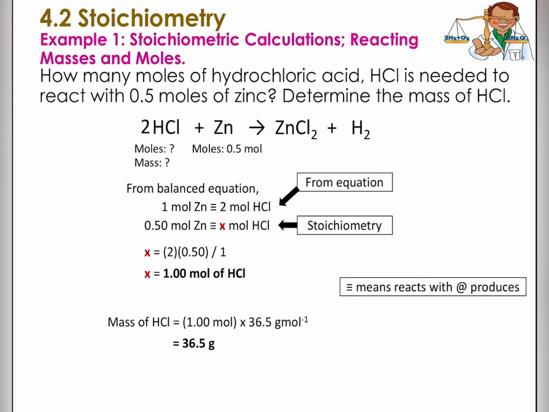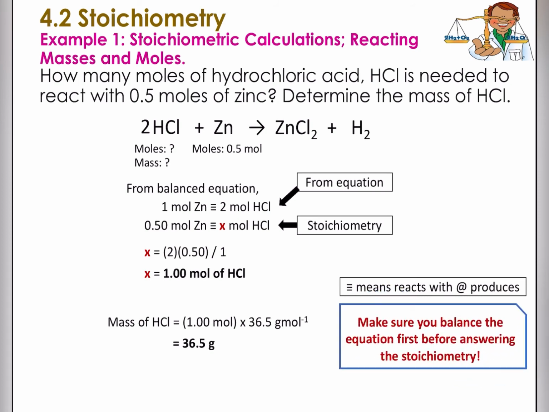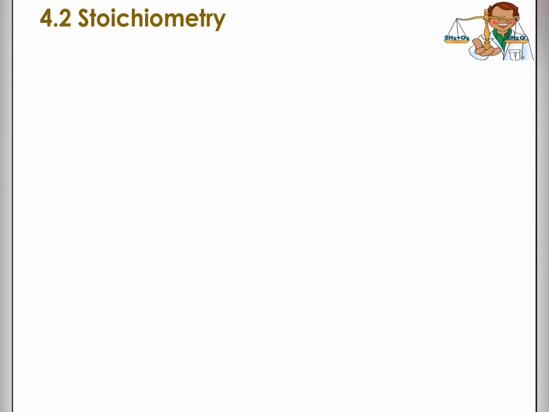Dan tips yang saya nak emphasize here, you have to make sure you balance the equation first before answering the stoichiometry. Because kalau equation awak salah, maknanya untuk line pertama ni awak dah salah. Sebab ini bergantung kepada equation yang sudah balance. Okay, next one, kita try one more example.